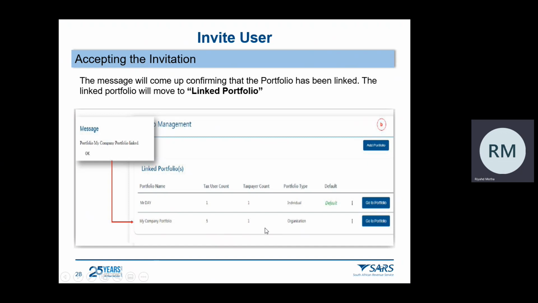So what that means is that when they log on to eFiling, they'll see two. They'll see the individual one, and they'll see the tax practitioner portfolio. So if it is that I want to work on my individual tax, I click on Go to Portfolio. If it is that I want to work on the tax practitioner portfolio, I'll click on Go to Portfolio.